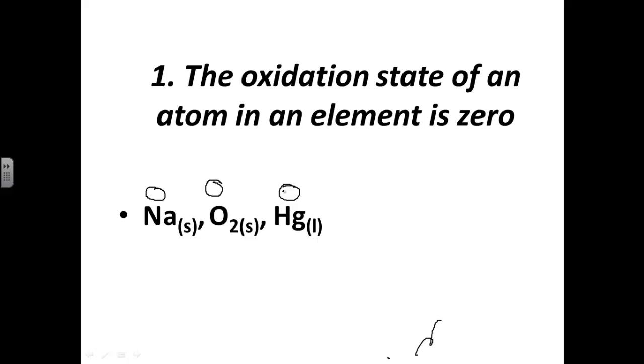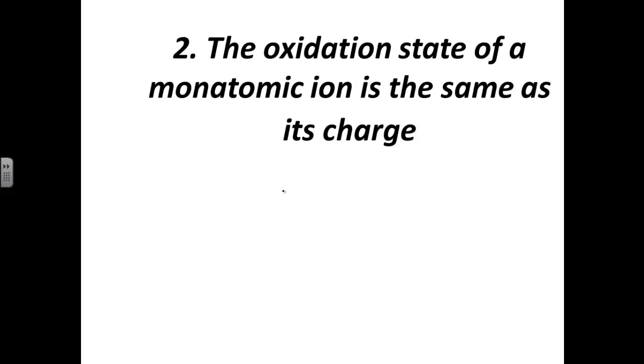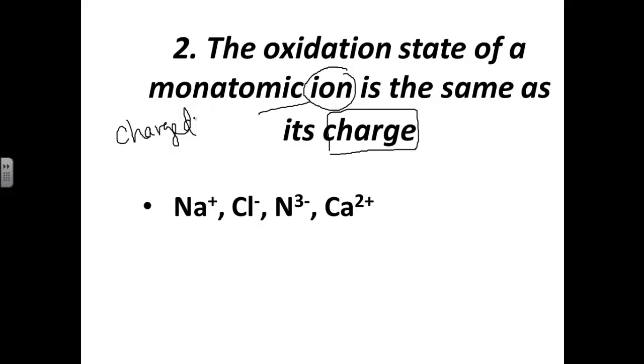But this is where it's going to throw you. When I say all by itself, it has to be in elemental form. If it is in an ion, it's going to be the same as its charge. Remember, in its simple definition, an ion is a charged particle. So if it's charged, it has either gained or lost an electron. For example, sodium as an ion that's given away its electron is going to be +1. Chloride, which has gained that extra electron, is going to be -1. Nitride would be -3, and calcium would be +2.